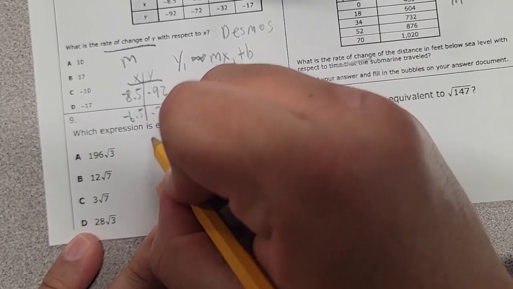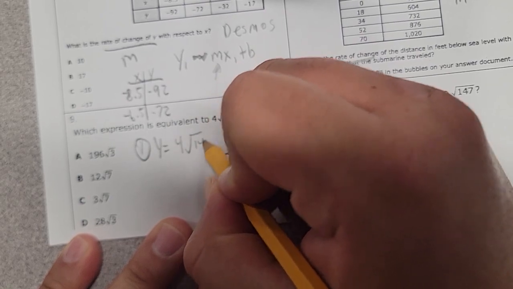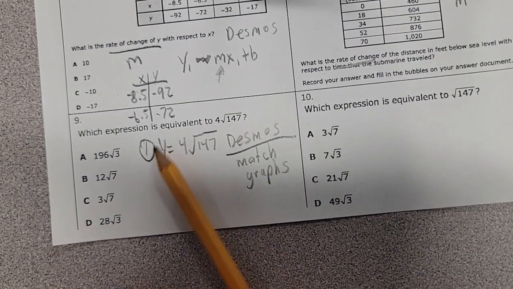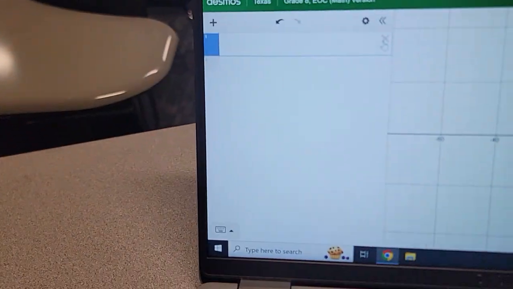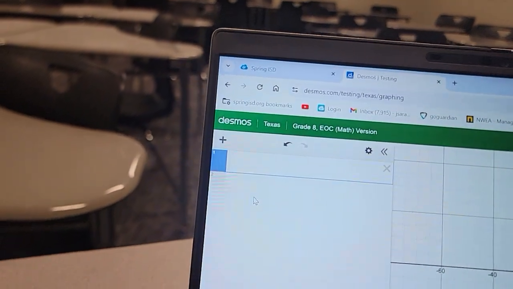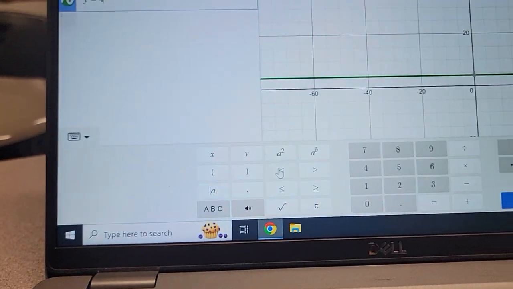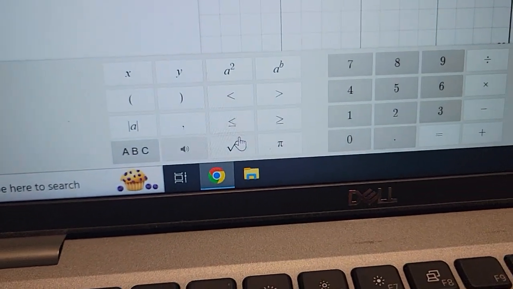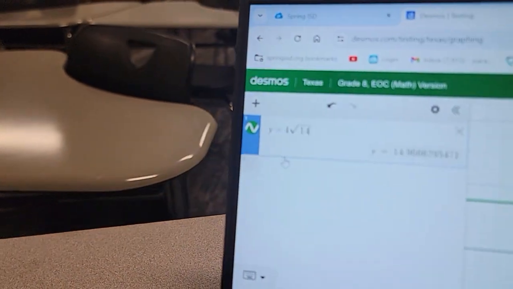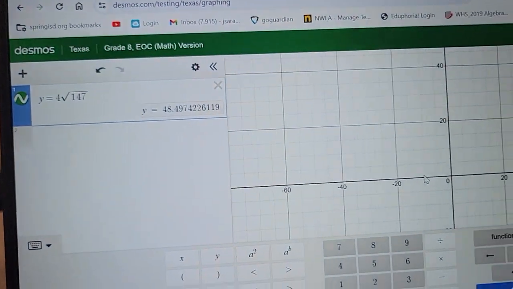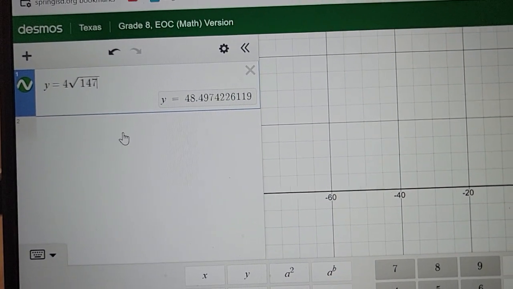Decimals match graphs. So this is the y, the first part, 4 square root 147. Now to type that in, because that's a weird symbol, let me show you. You want to type in the 4, so y equals 4 like that. Then you can go down here and you see the square root right there. It'll show up. Now you just type in the 147 like that. Now, we don't have to really match the graph. We can actually just look at the number. To be honest, I would say match the numbers is easier.